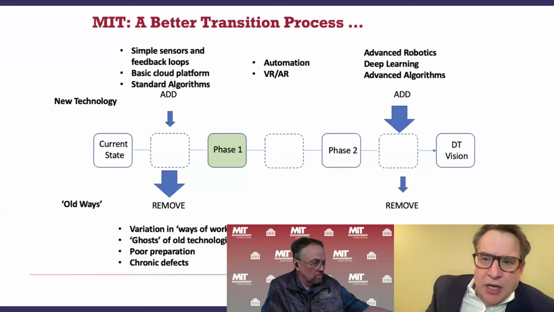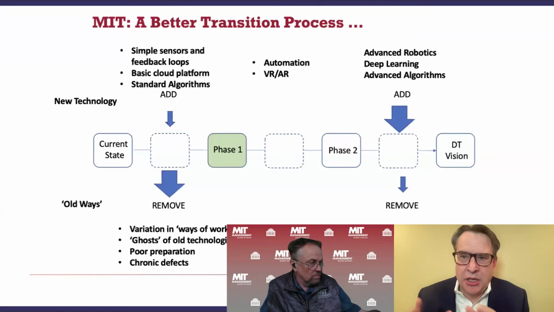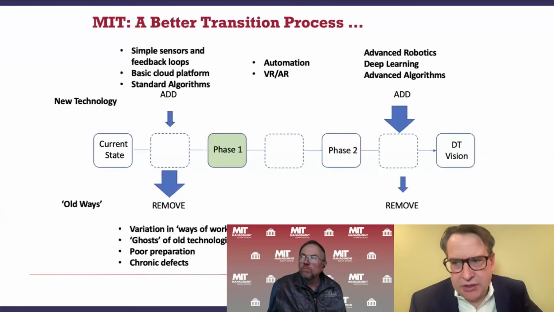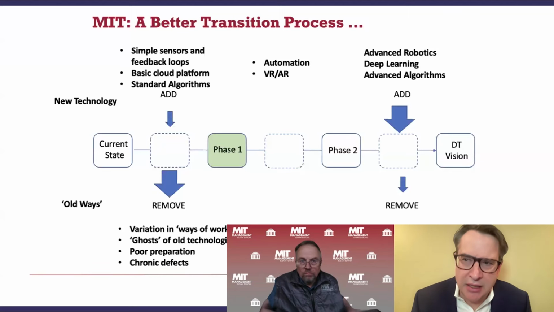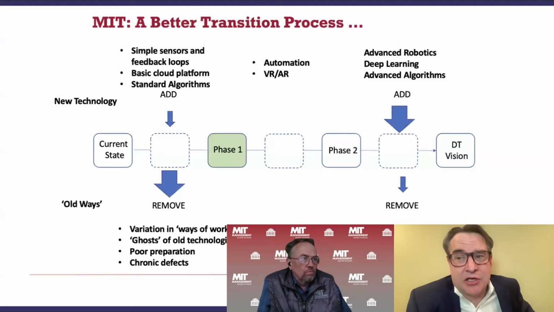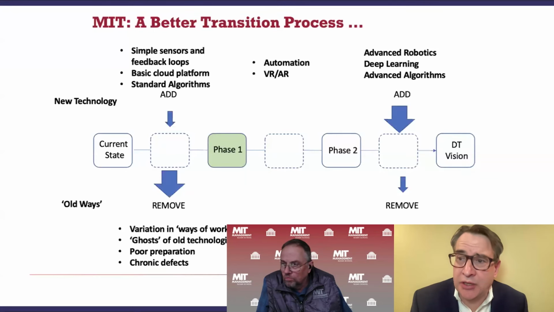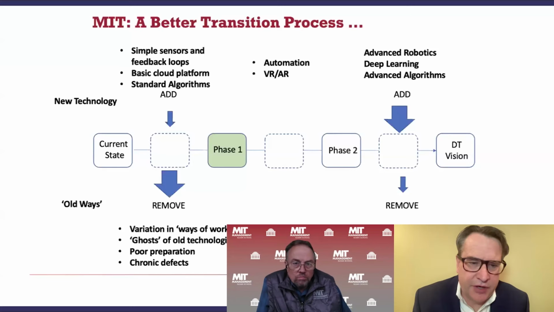And what I've really learned is you want to do it in two steps, because unless you take out the old ways of doing things in the system, when you put in the new technology, you're just allowing the system to behave in more than one way. And that actually could make things worse. So the first step, from current state to phase one, is to start thinking, how do we remove things in our system that don't belong there, that have accumulated due to all this lack of observability we've had for 20 years? So we want to remove variation in the ways we work, the ghosts of old technology, poor preparation, and chronic defects.